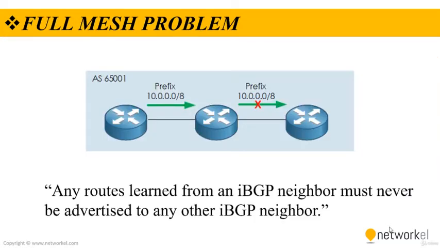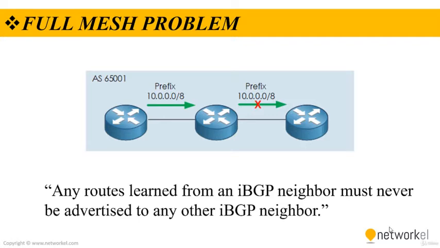So, due to the BGP split horizon rule within IBGP, all IBGP peers within an AS must be fully meshed. You may ask why. Whereas EBGP uses the AS path for loop avoidance, IBGP neighbors do not add their AS number to the AS path when sending updates. So, what does IBGP use for loop prevention? And that is simple. That is the split horizon.